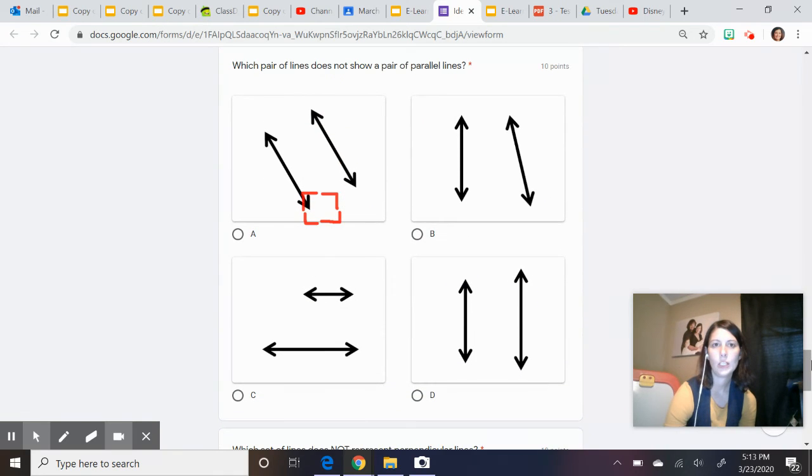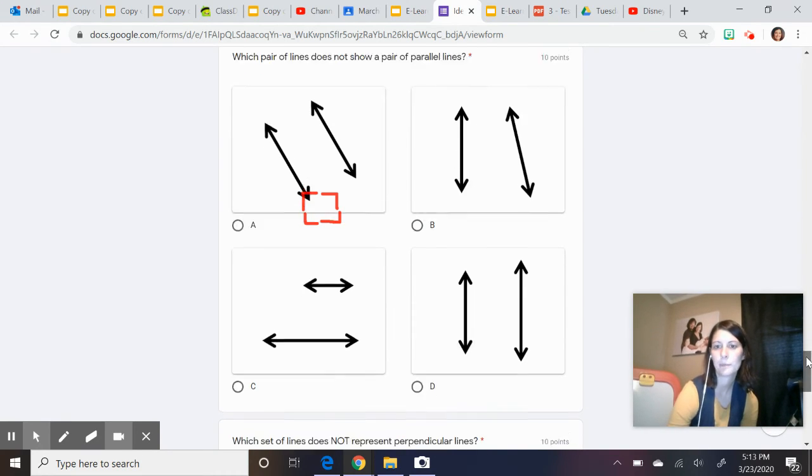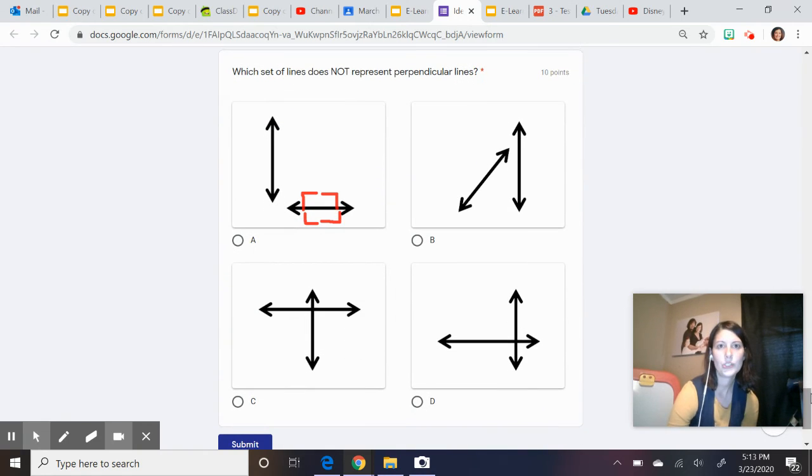All right, and then you have which pair of lines does not show parallel lines, and that would be this one, because if you continue to draw this up, and this one straight up, they would end up crossing. Those would be intersecting. Which set of lines does not represent perpendicular lines? If you extend this over and this down, that's going to create those right angles. Those are right angles. Those are square corners. Those are right angles. This is the only one that's going to create those acute and obtuse angles. So your answer would have been B for that.